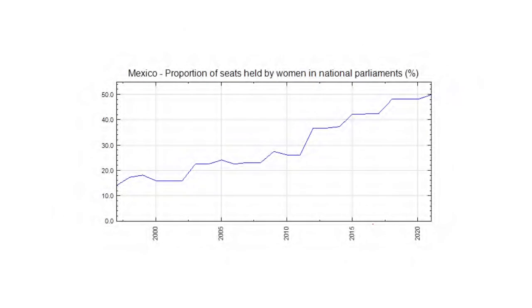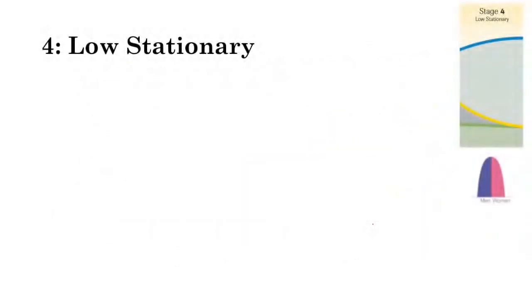We typically don't see high female participation in politics and roles in the government in stages 1 and 2. And in stage 3, that starts to change as women get access to education and employment opportunities, like in politics here. Let's look at stage 4 now, low stationary.